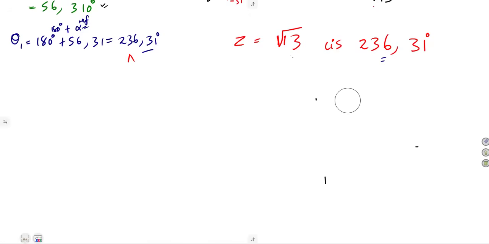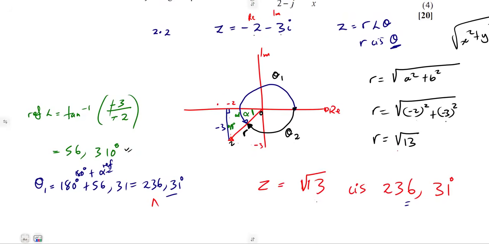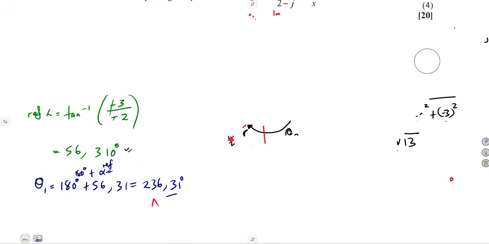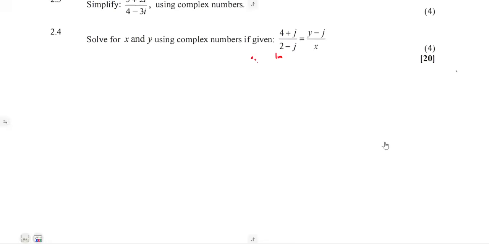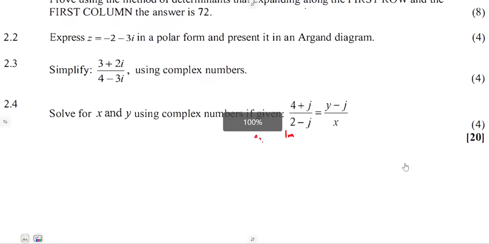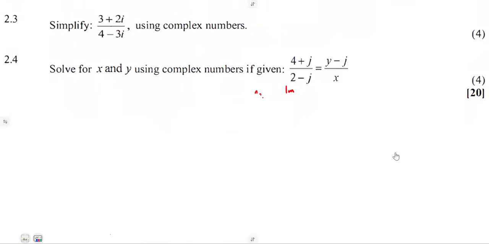We had to convert to polar form, finding our modulus and the angle theta, which is our argument, which I said can be positive. It can also be negative, depending on the one that you want to use. Then 2.3, you are given to simplify this using complex numbers. Okay, let's apply. Let's use our complex numbers to simplify this part.